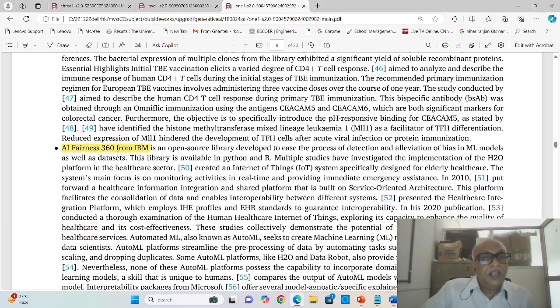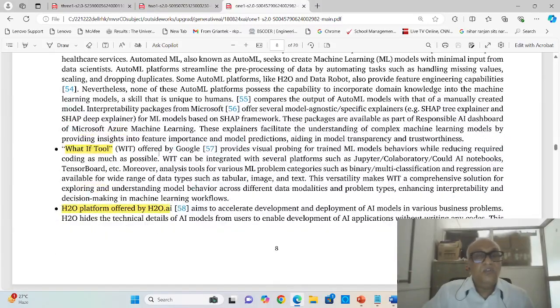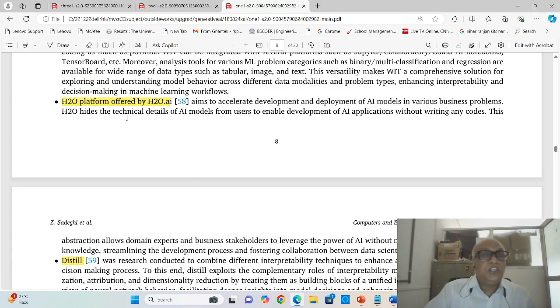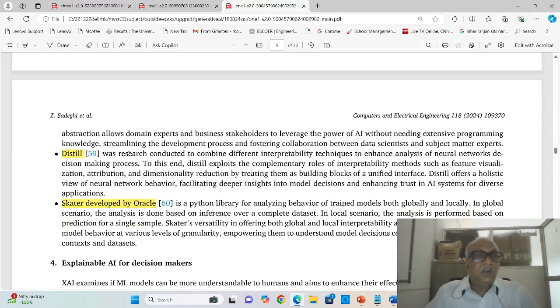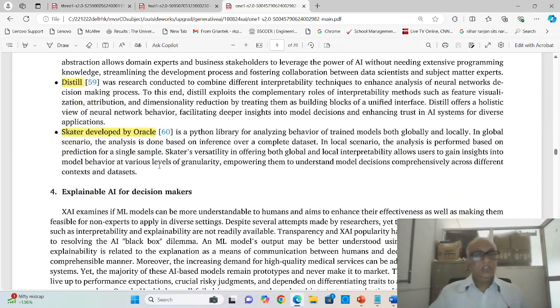Then you have AI Fairness 360 tool from IBM. This is an open source library and it is available in Python and R. You have What If tool offered by Google. This is used for visual probing for train ML model behavior. Then you have H2O platform offered by H2O.ai. Then you have Distill. Then you have Scatter developed by Oracle.